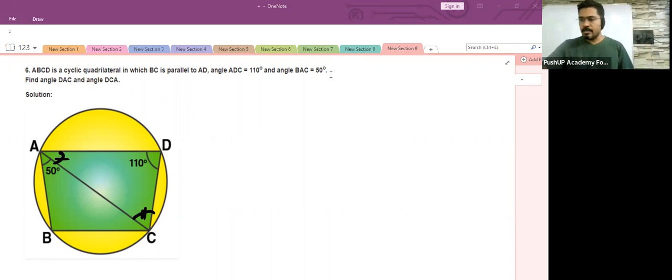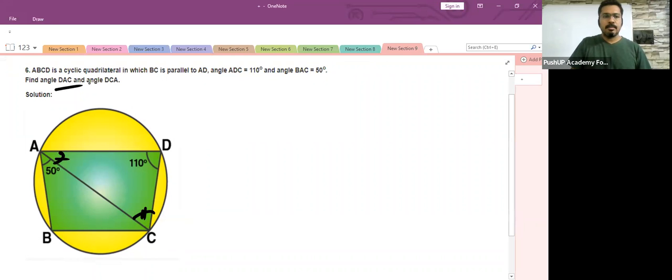All right. So who solved it? Shazi, you solved? Very good. Sia, explain the sum. You solved it? Good. Wait, let me ask Sia. Yes, Sia. I found the first one, angle DAC, as 50 because they have told that BC and AD are parallel, so it will be alternate interior angles. Acha, BC and AD are parallel to each other. DCA, sir, DCA.